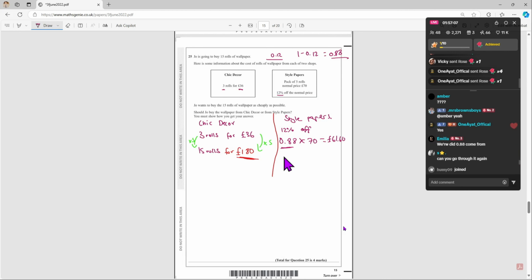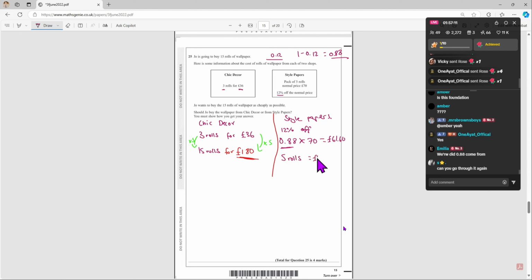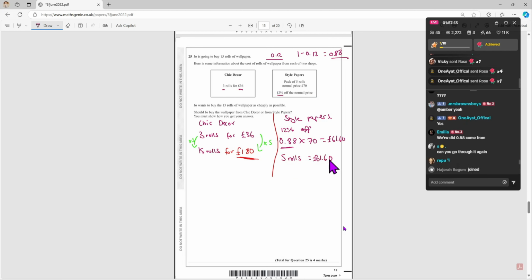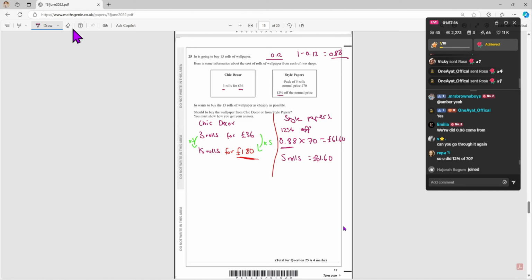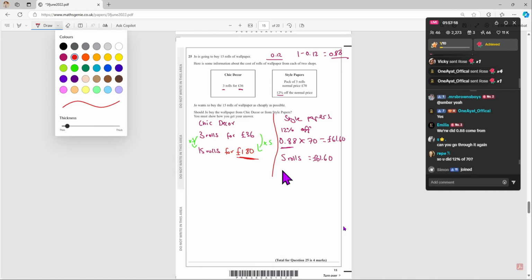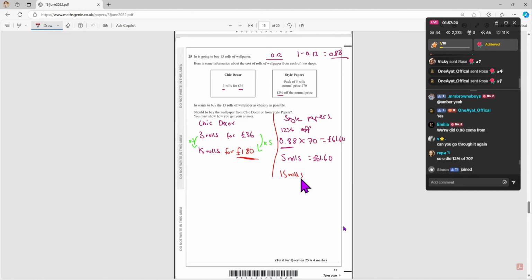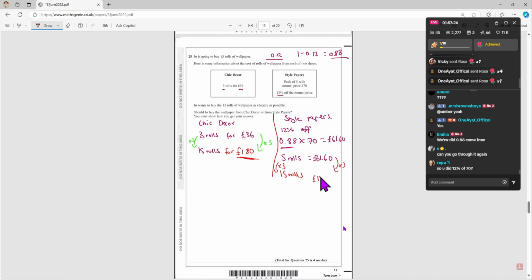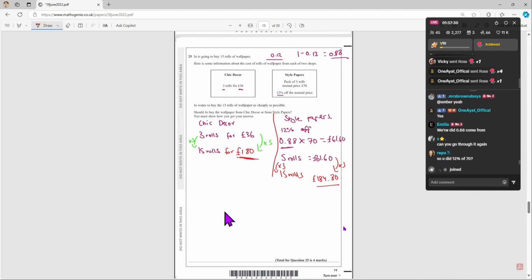And then lastly, we know that 5 rolls is equal to £61.60, meaning that we need to buy 15 rolls. You have to times by 3 on both sides to get 15 rolls for £184.80. Which one is cheaper? The cheapest one is Trick Decor. So that will be your answer.